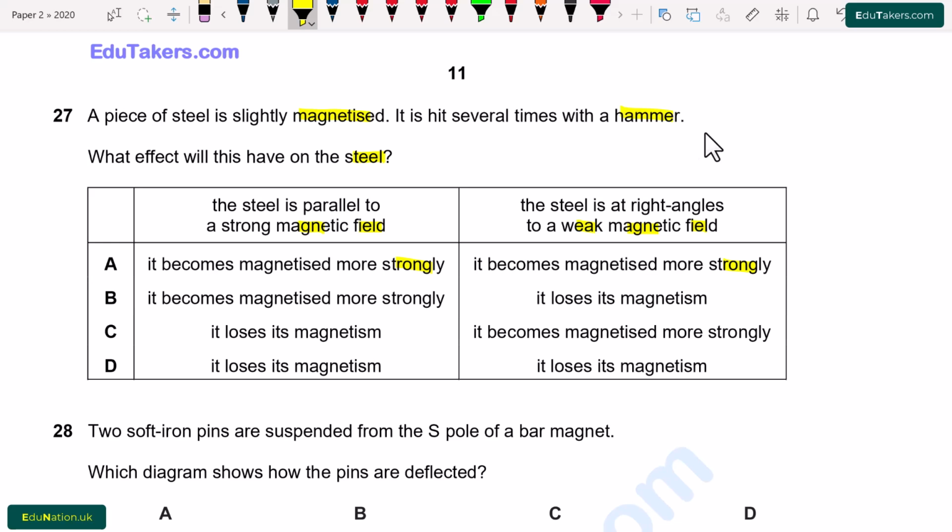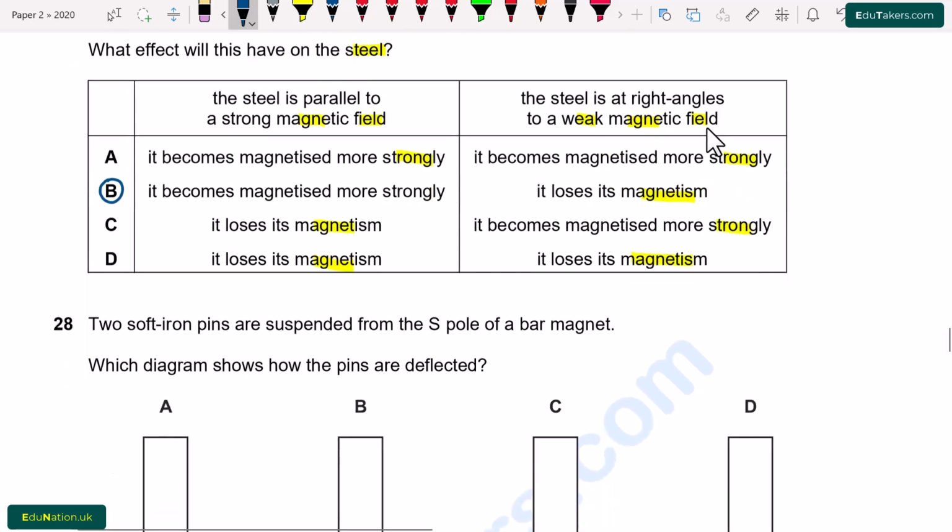B, it becomes magnetized more strongly. It loses its magnetization. C, it loses its magnetization. It becomes magnetized more strongly. D, it loses its magnetization. It loses its magnetization. So from here option B is correct. When the steel is parallel to the stronger magnetic field, then it becomes magnetized more strongly, and when the steel is at right angle to the weak magnetic field, then it loses its magnetization. So option B is correct.